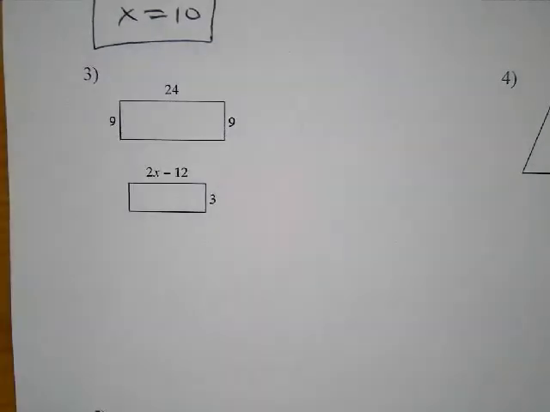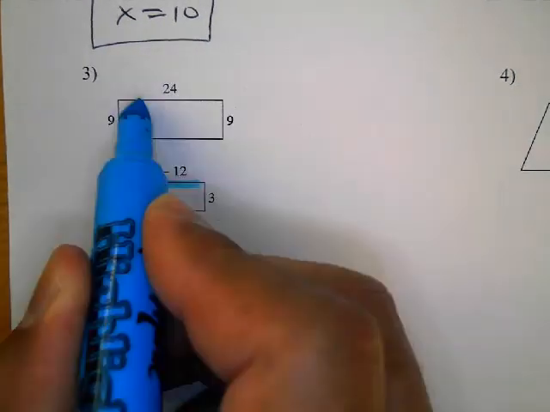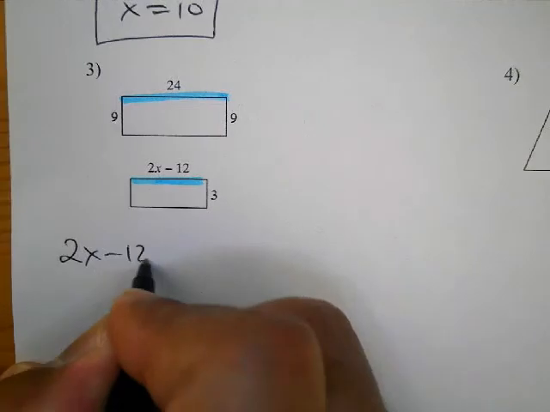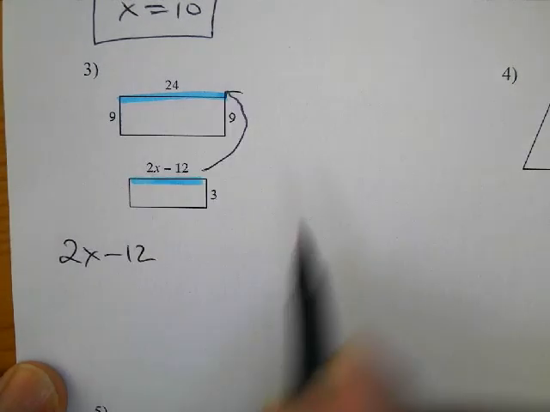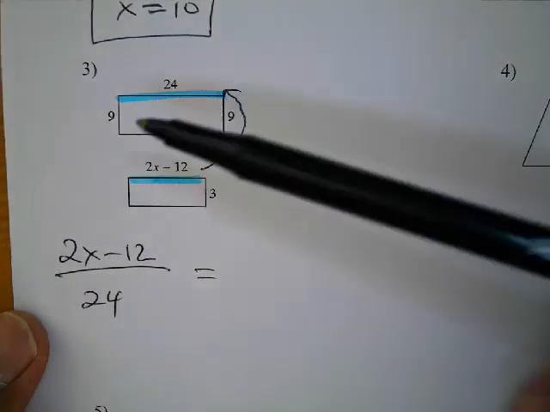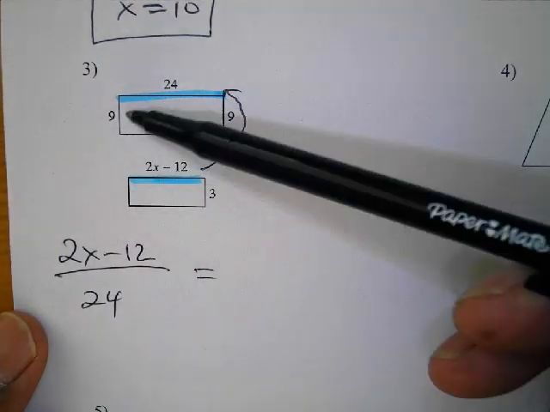Okay, number 3. Let's go to number 3. Here's where you pause it. If you don't have this paper, draw it out, copy them out. Okay, so this is what? This top one to this top one is what? Well, 2x minus 12 over 24 is equal to.